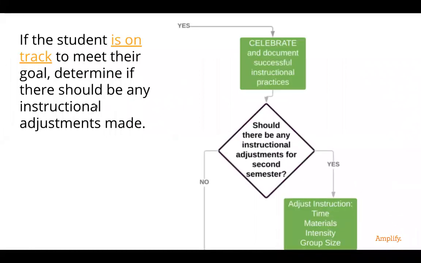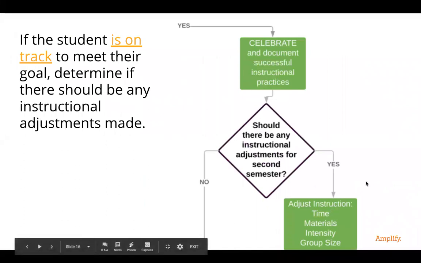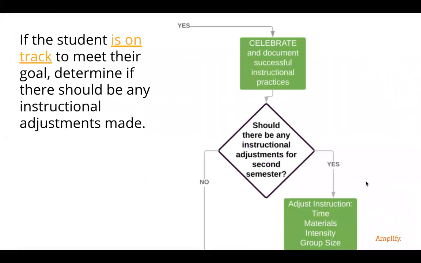Okay, so we found with the student that we picked, this student is on track to meet their goal. So we've documented those instructional practices. We know what's working. And then we're just going to do a check. Should there be any instructional adjustments for the second semester? Okay. If we feel like there should be, we could look into adjusting the instruction, either the time, the materials, the intensity, or the group size.